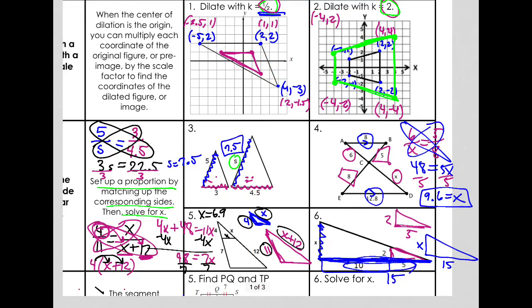So now I'm going to set 2 over x equal to 5 over 15, because 2 corresponds to x, and 5 corresponds to 15. And now I can go ahead and set it up and get my answer. So if I cross multiply, 2 times 15 is 30, and then 5 times x is 5x. So now my last little step here is to divide by 5, and we get that 6 equals x, or x equals 6. So that would be our final answer for that one.